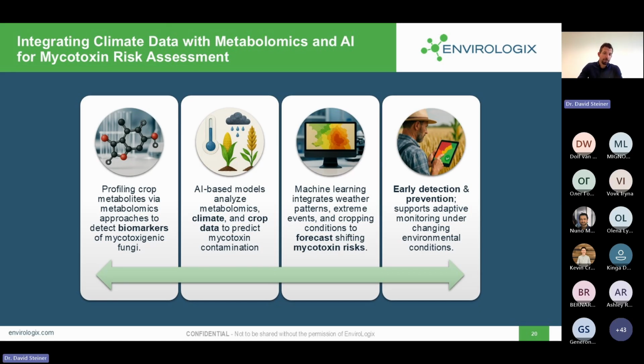Metabolomics, for example, identifies early biomarkers of fungal infection, often before toxins even appear. The artificial intelligence then links these signals with environmental factors such as temperature, humidity, rainfall, and also cropping practices to forecast risk patterns across different regions. And by integrating field, molecular, and environmental data, this allows a very proactive monitoring, enabling early interventions and more resilient crop management.